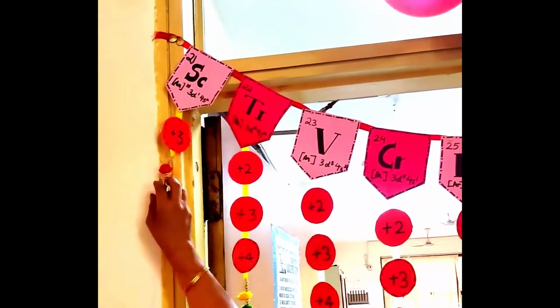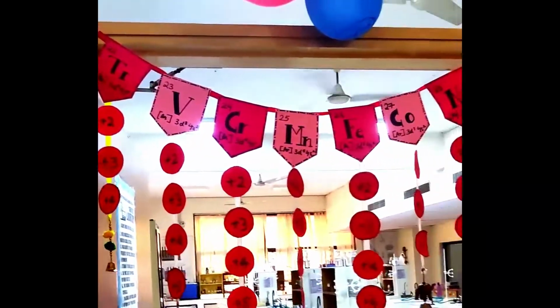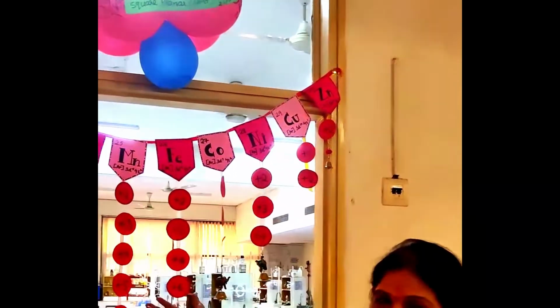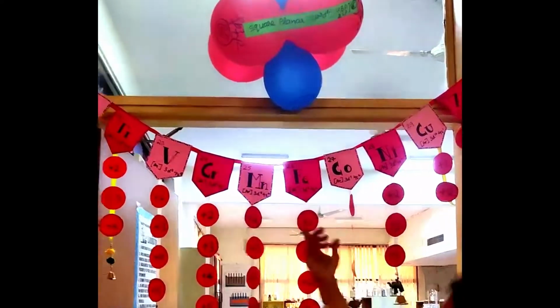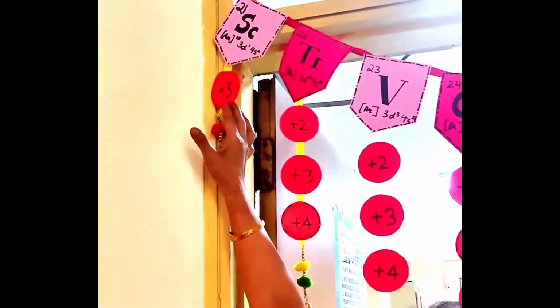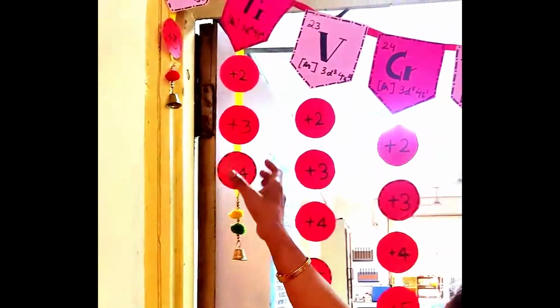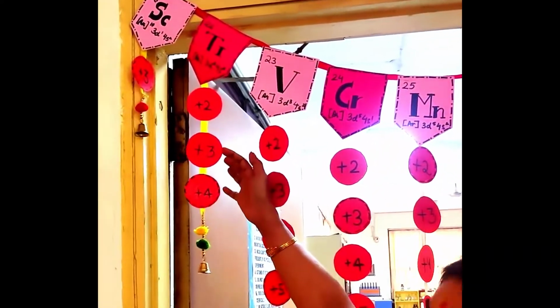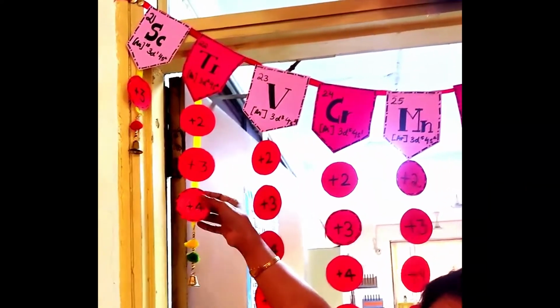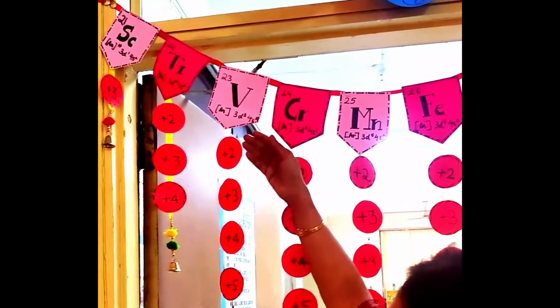So now you can see it's very nicely presented in the form of this wall hanging at the door, and you remember this one also. Now you see, what is the oxidation state of scandium? +3. Titanium: +2, +3, +4. So like this you can see.